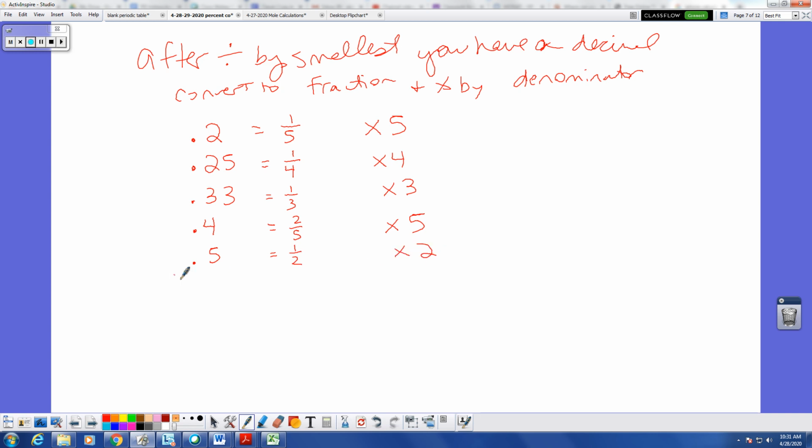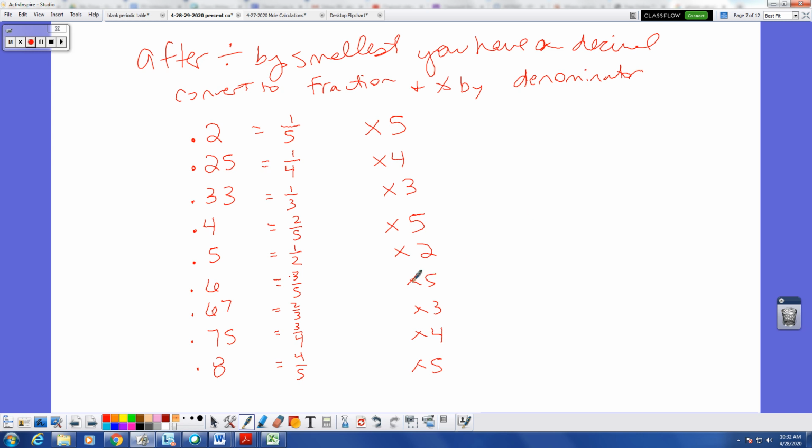Multiply by 2. You might get 0.6, 0.67, 0.75, 0.8. So this one is 3/5. This one is 4/5. So those are both times 5 and times 5. This one is 2/3 and this one is 3/4. So times 3 and times 4.